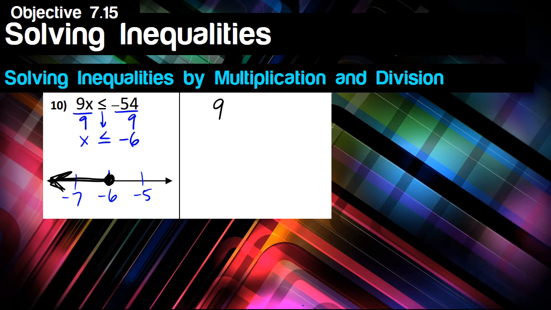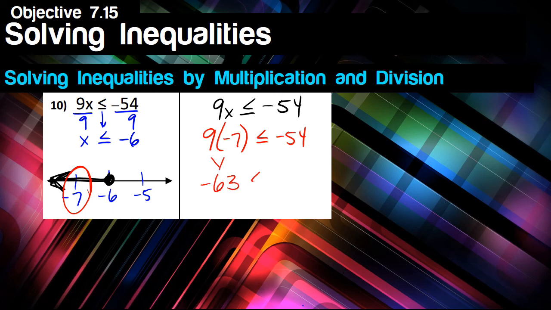So to check our work, let's go ahead and rewrite our inequality here. Let's substitute one of the values that's shaded. So let's try negative 7 to see if that works. So 9 times negative 7 gives us negative 63. That is definitely less than negative 54. So our inequality checks out.